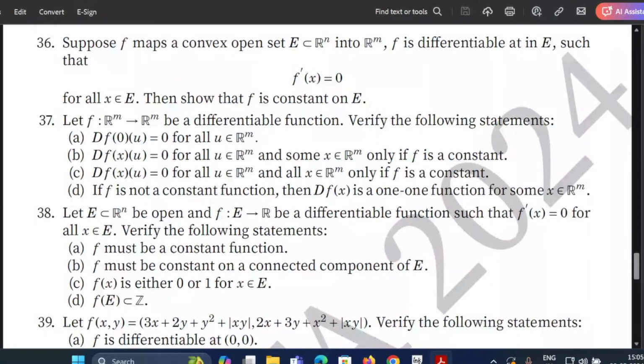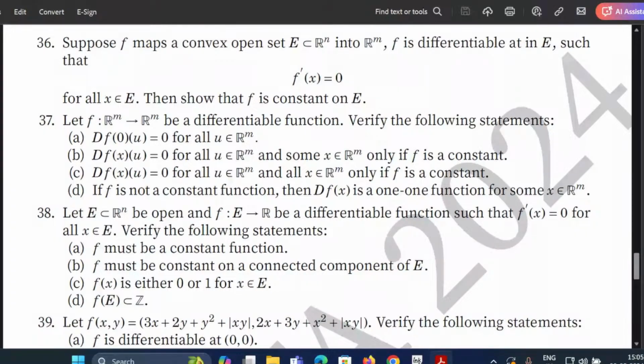So 37(a), consider any differentiable function. Consider an m by n non-zero matrix. Then the derivative at the point 0 will be the matrix itself, and the matrix is a non-zero matrix, so it's not going to be a zero matrix. So this is a false statement. Part A is a false statement.